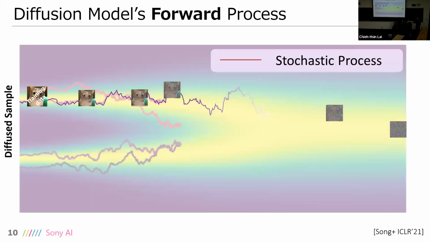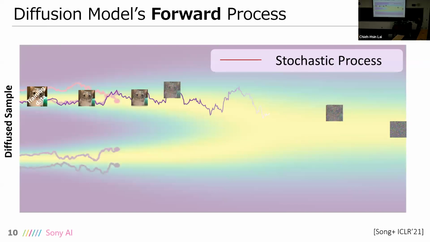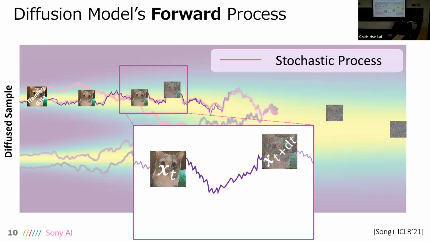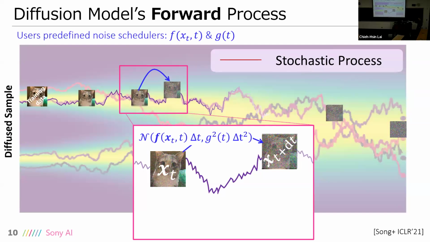Okay, so about the forward process. It is a process bringing your data to pure noise. What happens in the middle is we perturb with a tiny amount of Gaussian noise, where the F and G are the noise schedulers that you can define by yourself. It could be anything.